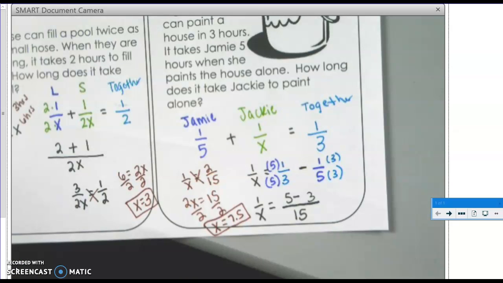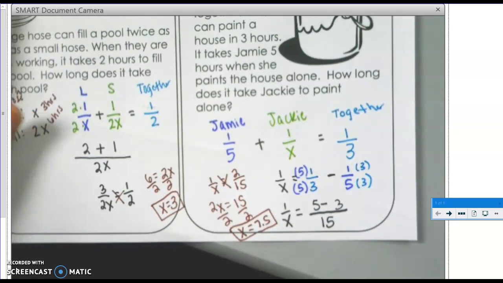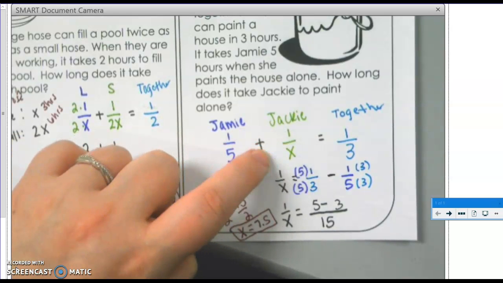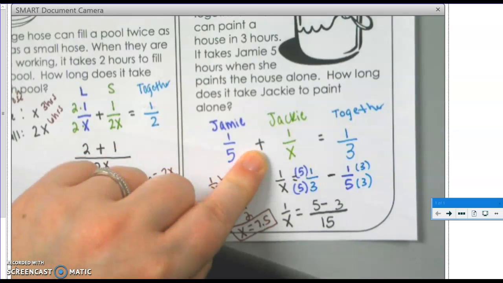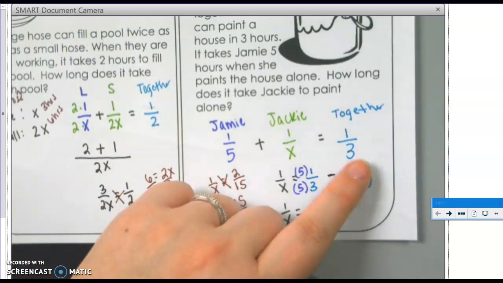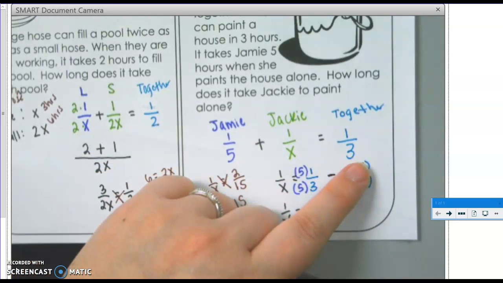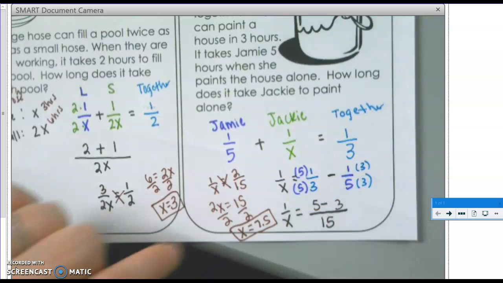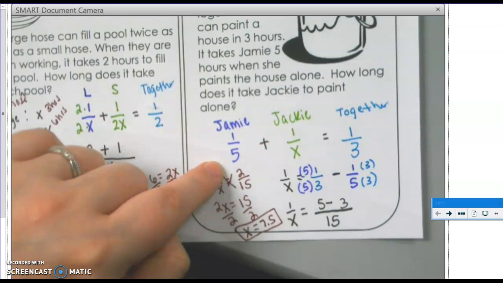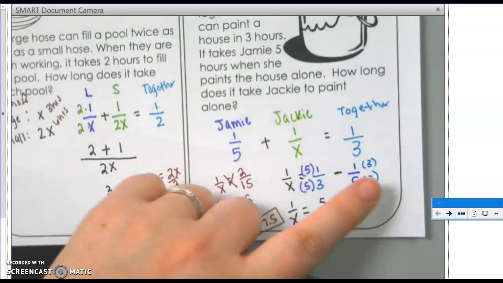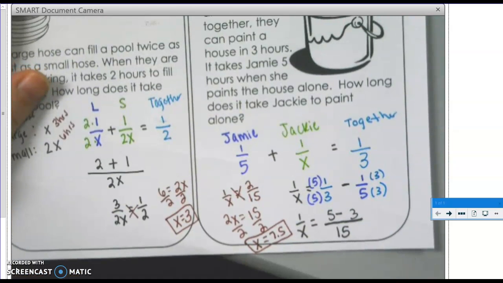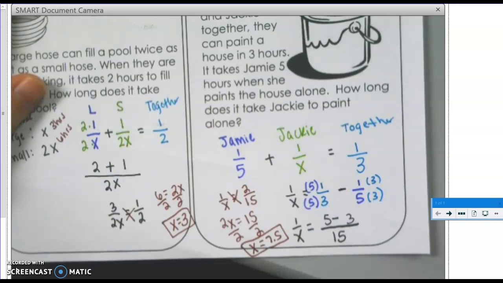All right, so that's pretty much how you set up every single one of these problems. Each individual component gets their own rate. They're usually working together, so a plus sign. If they were working opposite from each other, that would be a minus sign. And then it equals the rate that they work at together. We need a common denominator, so you just multiply one side by each, kind of cross multiply so you get the same denominator, and then simplify it, cross multiply, solve for x.